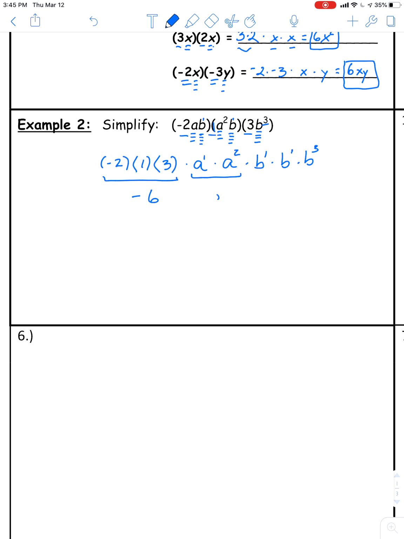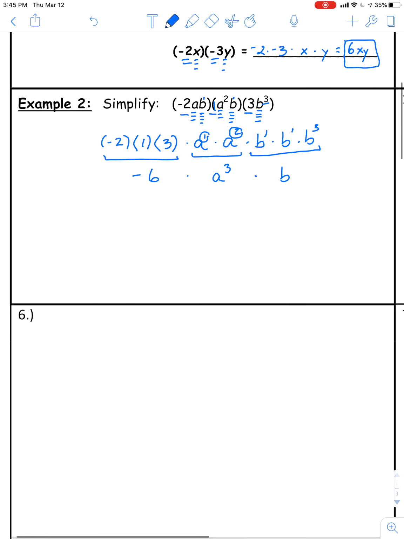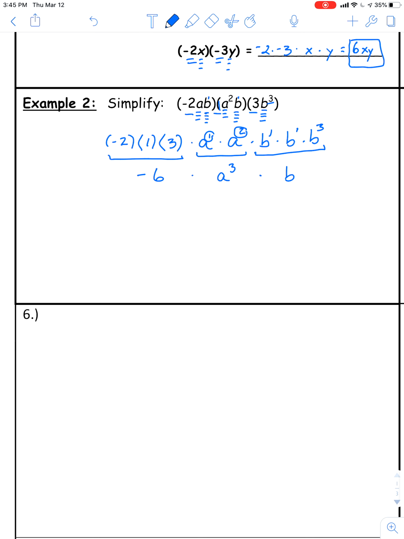Now let's handle our a's. Remember that we talked about being able to add our exponents as long as we have the same base. So we would have a to the 1st power times a to the 2nd power would give me a times a, which is the same as a to the 3rd power. Let's look at our b's. Times b to what power do you think it would be? Well, we have b to the 1st power, b to the 1st power, and b to the 3rd power here. That would give us b to the 5th power. Now we can write all this together for negative 6, a to the 3rd power, b to the 5th power. And that would be our final answer to that problem.